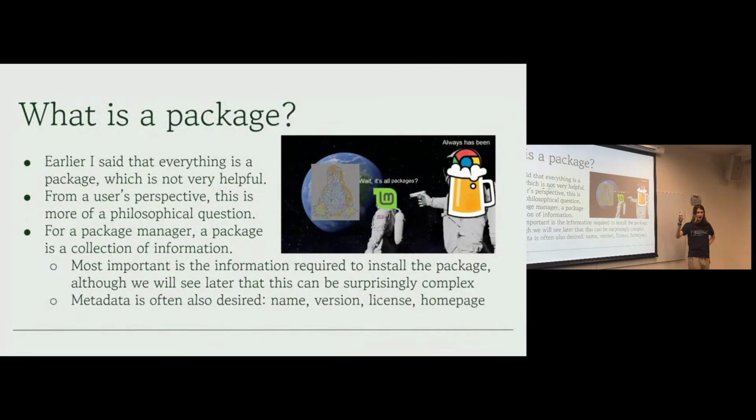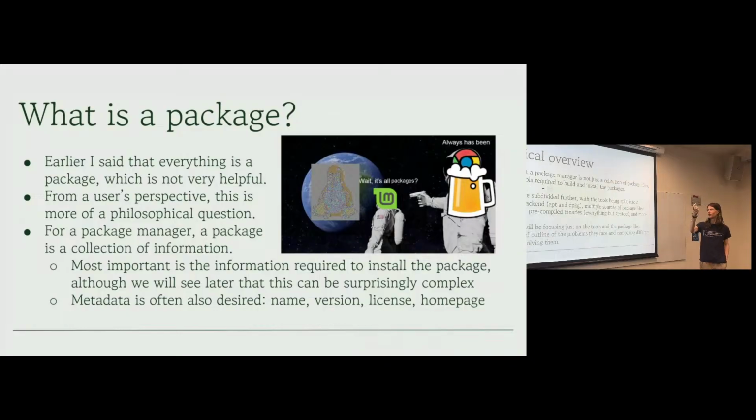Earlier, I said that everything is a package. That's not really helpful. From a user's perspective, what a package is is more of a philosophical question. But for a package manager, a package is a collection of information. Most important is the information required to install a package, which we went over earlier. It's part of package management, but this does get surprisingly complex. And then you do want metadata. So, your version, your homepage, your license, your name. It's actually a big one. Most package managers do include the name as part of the metadata.